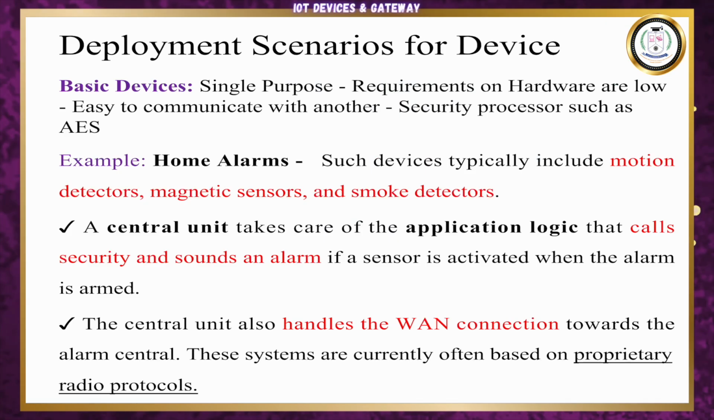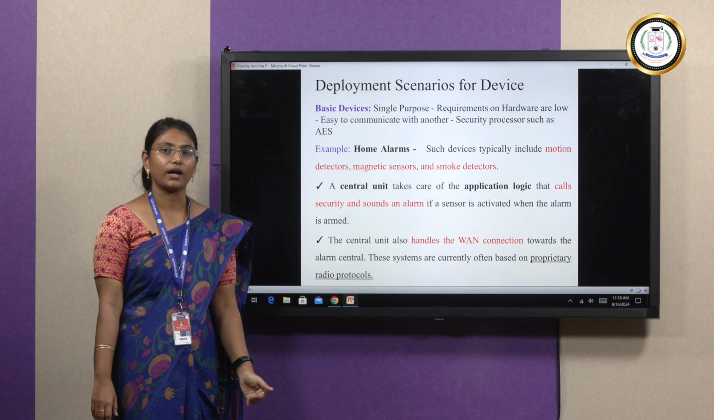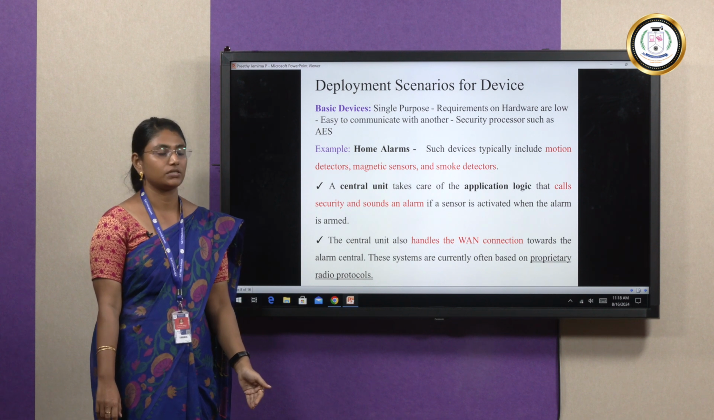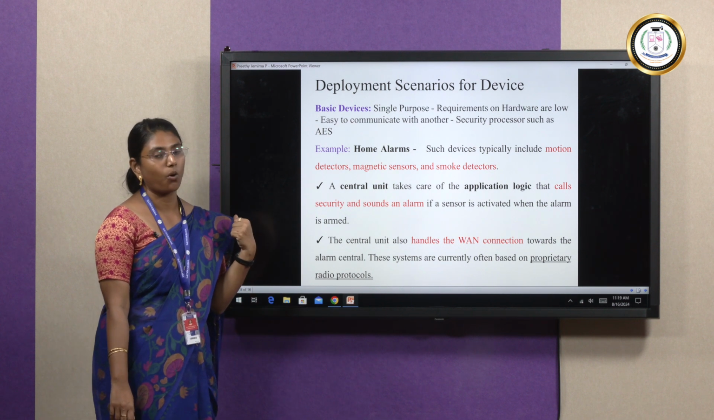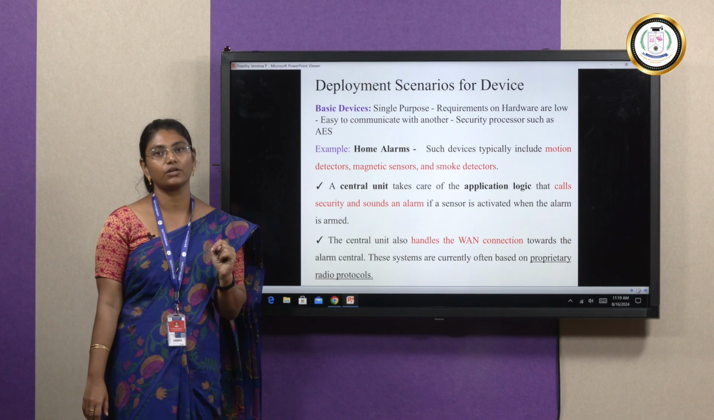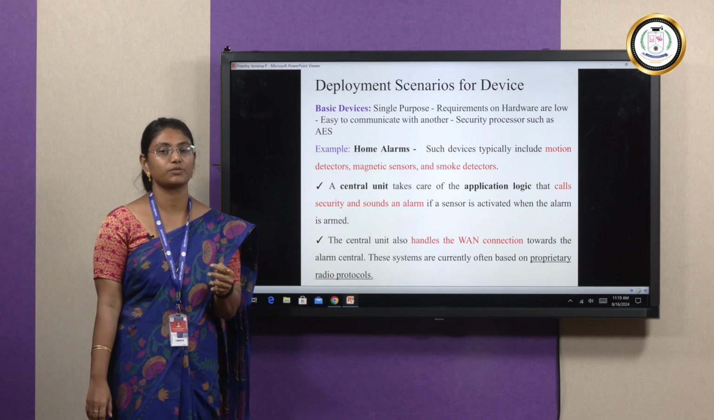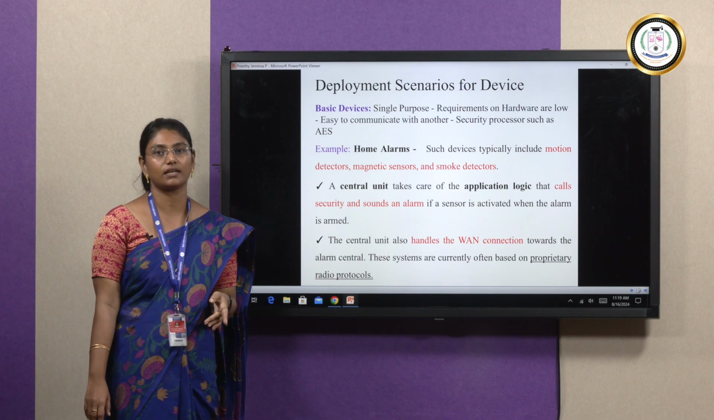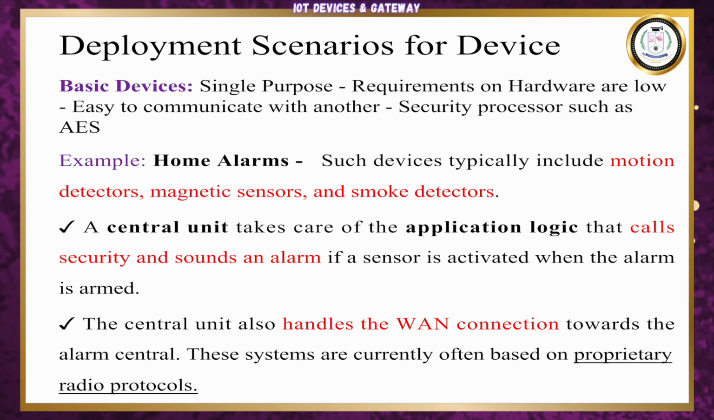See here, these are the development scenarios of the device. The basic device, as I said, has a single purpose. The hardware requirement is very low, it is easy to adapt and low in cost also. One example is home alarms. Such devices include motion detectors, sensors, magnetic sensors, and smoke detectors also. Suppose you consider a smoke detection one, here you can have ventilators used for detecting the smoke.